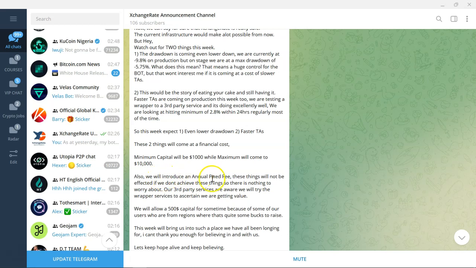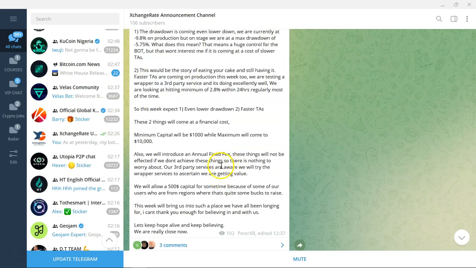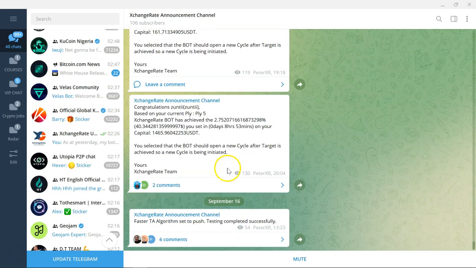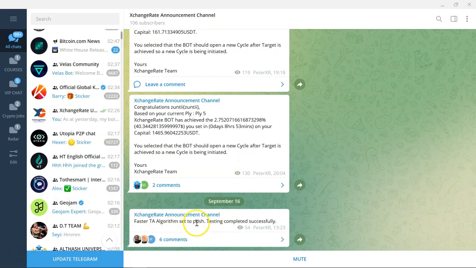So we introduce the annual fixed fee. That's just a bunch of stuff. No, I'm not interested in that right now. The faster ticket that they promised is going to be going live very soon. I mean very soon. Probably in the next few hours, it's going to be going live.